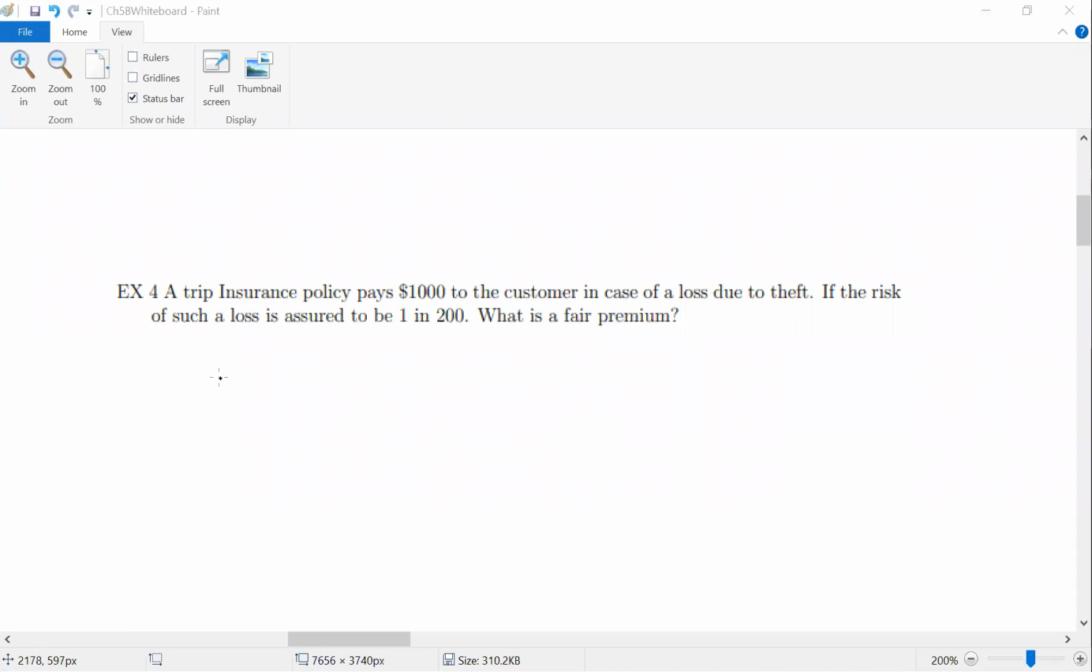In this case, 199 of our people are going to pay some premium. Let's call it F, fair premium. They're going to pay some premium F. And our remaining one person is also going to pay that one premium F. And this needs to be equal to $1,000. Why 1,000? Because the idea behind it is all of the money this insurance company takes in its premiums, they're going to have to pay it out because of something bad happening, in this case, theft. So all the premiums should cover the cost that they have to pay for someone actually having an issue.